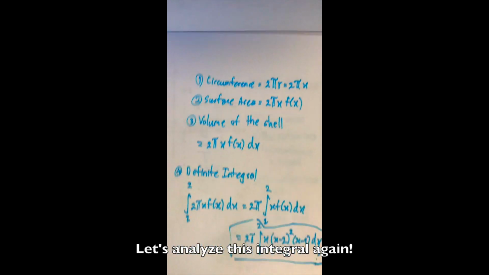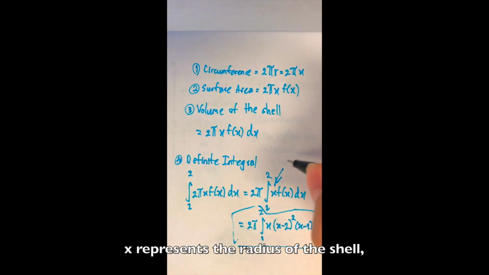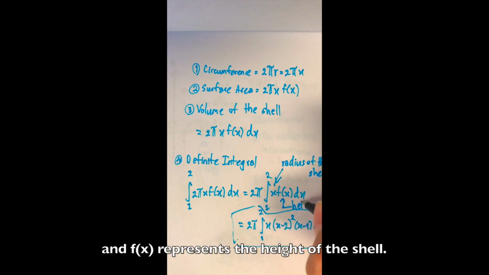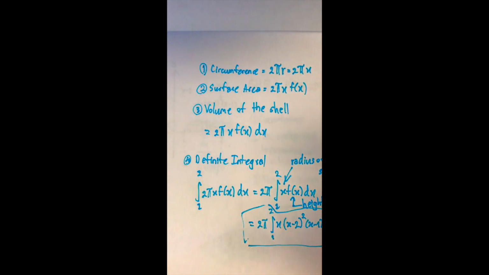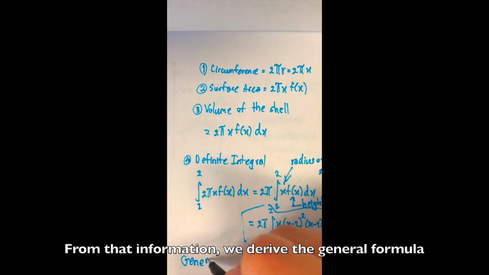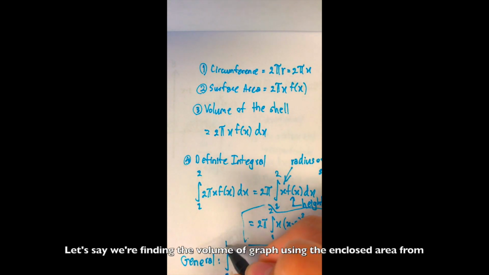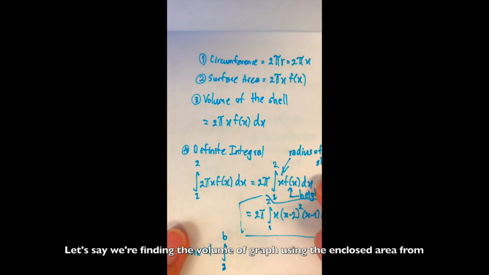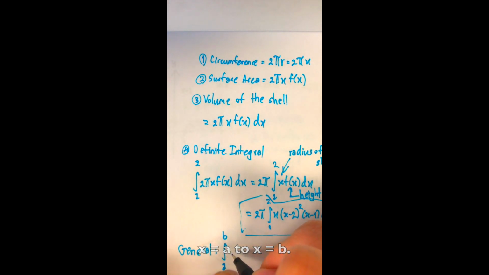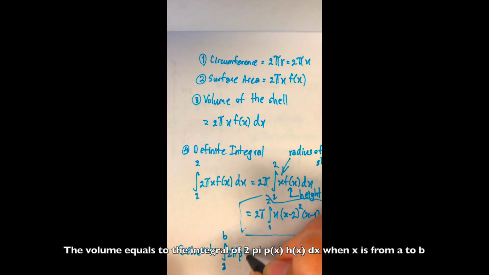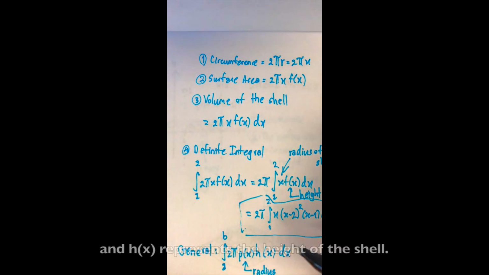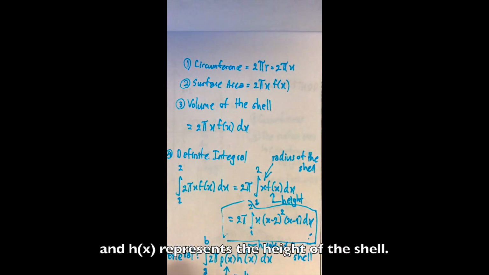Let's analyze this integral again. x represents the radius of the shell, and f of x represents the height of the shell. From that information, we derive the general formula to find the volume by the shell method. Let's say we are finding the volume of a graph using the enclosed area from x equal to a to x equal to b. The volume equals the integral of 2 pi p of x h of x dx when x is from a to b, and h of x represents the height of the shell.